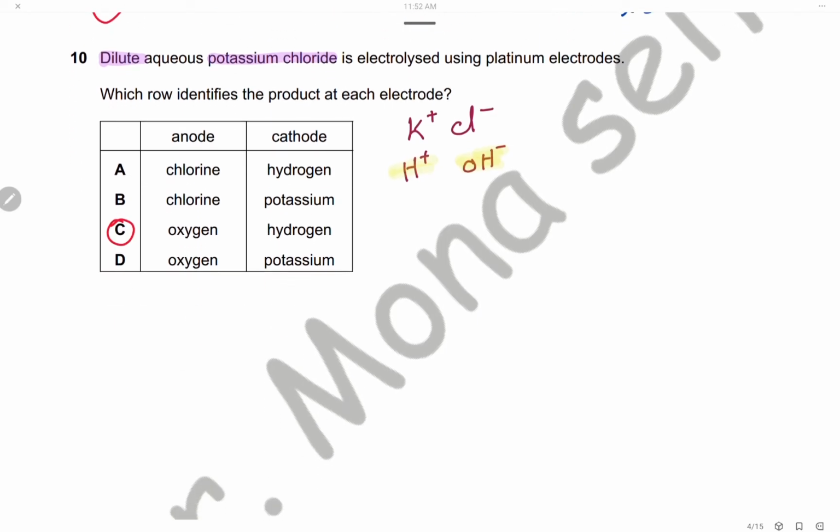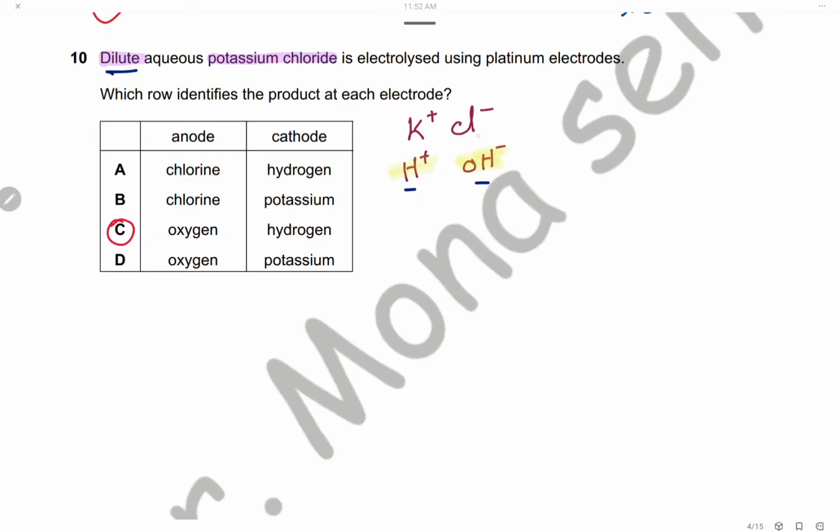Question 10. Dilute aqueous potassium chloride is electrolyzed using platinum electrodes. Which row identifies the product of each electrode? We have dilute aqueous potassium chloride, so the ions present are potassium ions, chloride ions, protons, and OH from water.